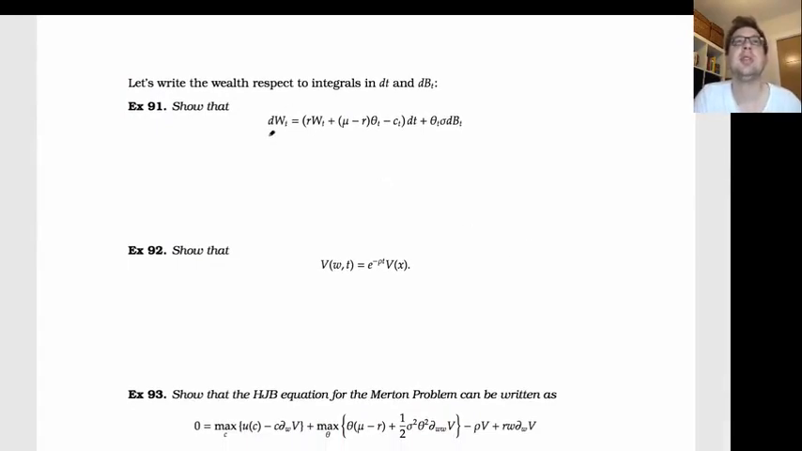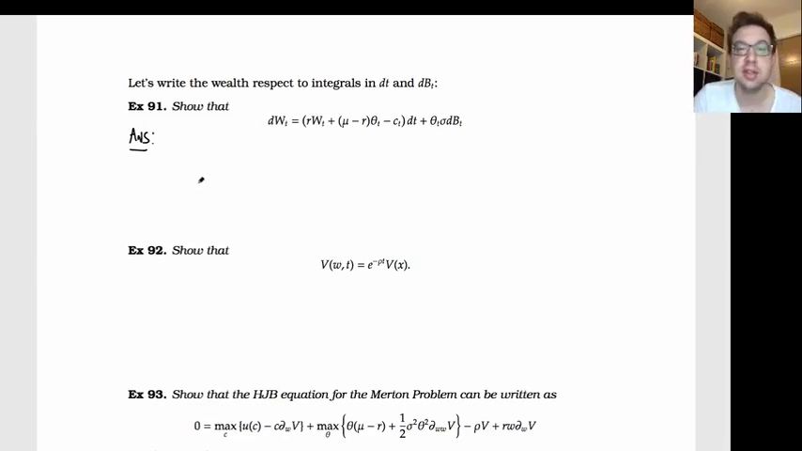It says to show that dW_t is equal to (rW_t + (mu minus r) theta_t minus c_t) dt plus theta_t sigma dB_t. Remember, theta_t is our wealth in the stock. So we've essentially taken our stochastic integral for wealth and just rewritten it now in terms of dt and dB_t. So let's answer that.